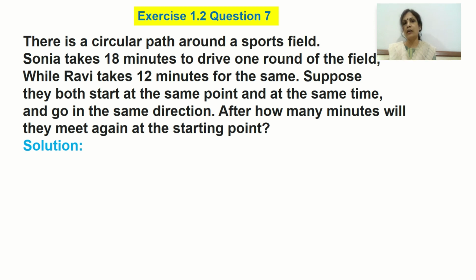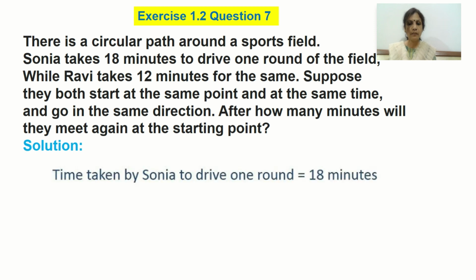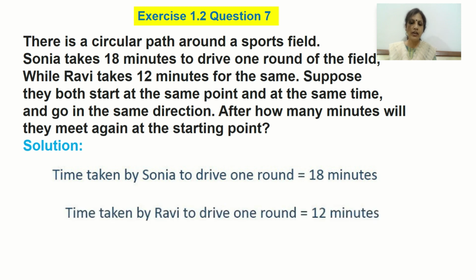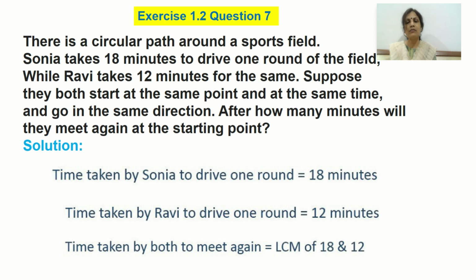So how do we solve this sum, which is based on the chapter Real Numbers? What is given to us is that the time taken by Sonia to take one complete round of the sports field is 18 minutes. At the same time, the time taken by Ravi to drive one round of the sports field is 12 minutes. Now the question is, after how many minutes will they meet again at the starting point? The time taken by both of them to meet again will be the LCM of the times taken by both of them, that is 18 and 12 minutes. So we need to find the LCM of 18 and 12.